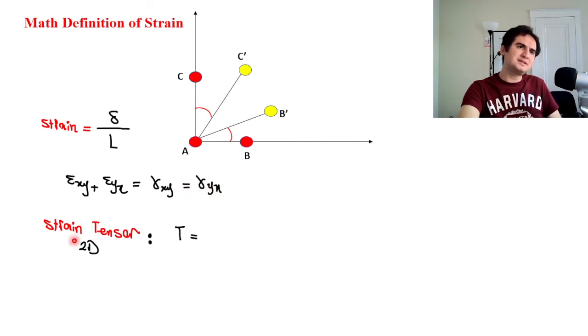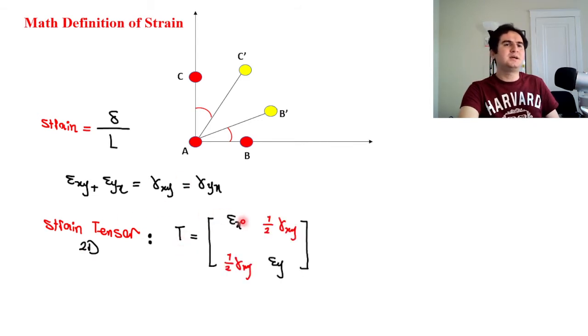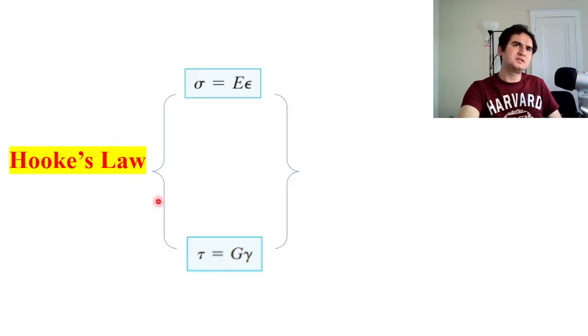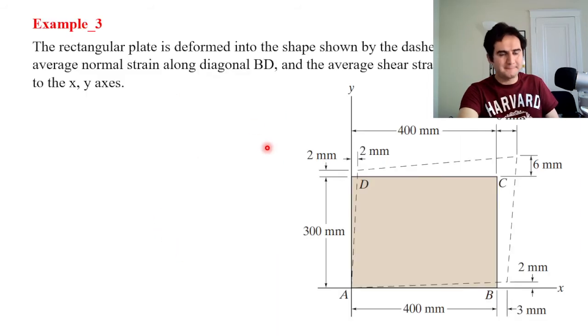And if you create a strain tensor in 2D, it just gives you epsilon x, epsilon y, and a half of gamma xy and a half of gamma xy over here. Again, back to Hooke's law. Hooke's law is sigma is equal to E times epsilon. Hooke's law in shear is tau is equal to G times gamma.